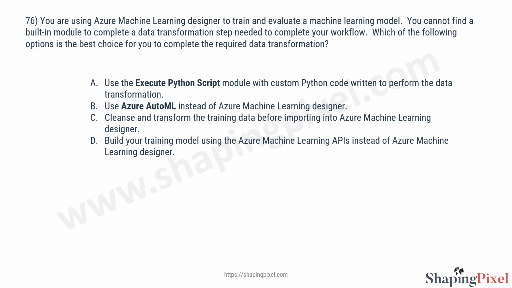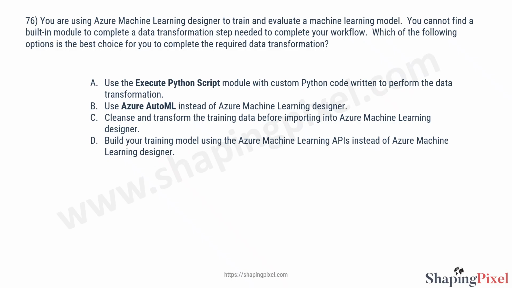Option A, use the execute Python script model with custom Python code written to perform the data transformation. Option B, use Azure AutoML instead of Azure Machine Learning Designer. Option C, cleanse and transform the training data before importing into Azure Machine Learning Designer. Option D, build your training model using the Azure Machine Learning APIs instead of Azure Machine Learning Designer.